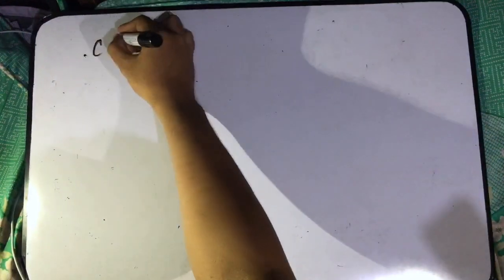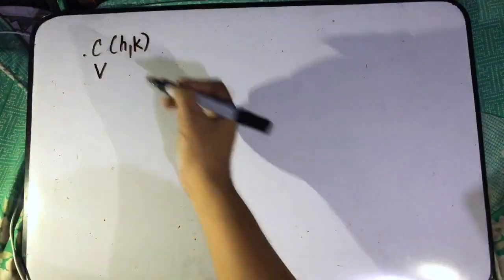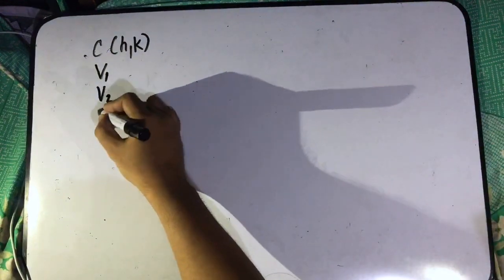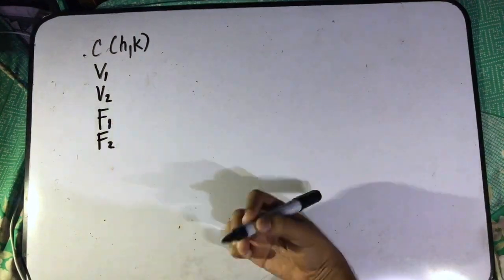So sa ellipse, just like the parabola and the circle, ellipse will be having the center located at HK. So kamukha lang siya ng circle. So just like the parabola, it will be having vertices. We call that V1 and V2. Dalawa na kasi siya. And we will be having focus. Dalawa yung focus. Ang tawag natin sa kanya ay foci. It's called F1 and F2.